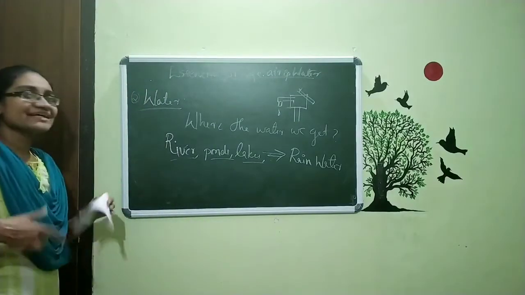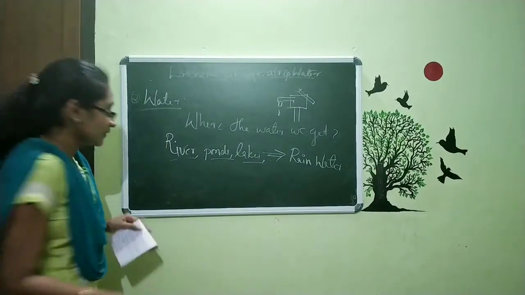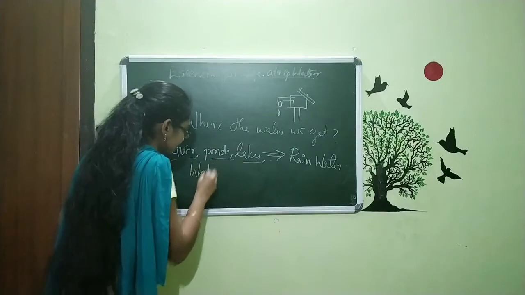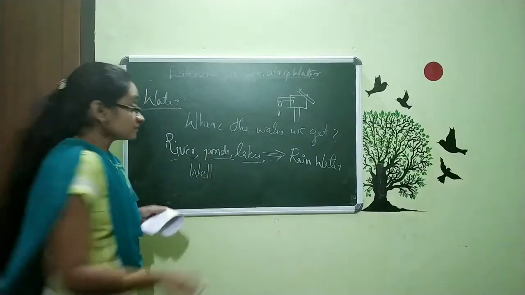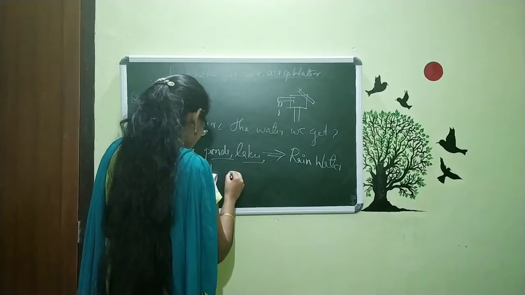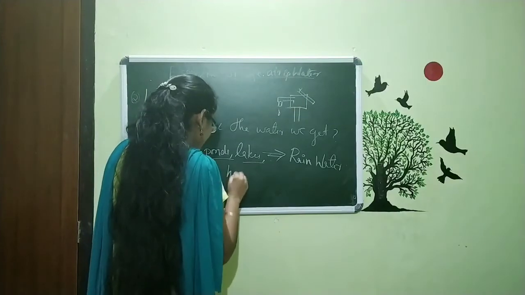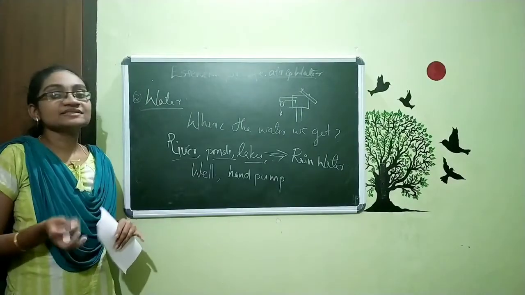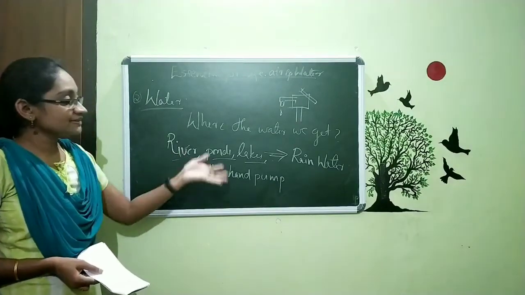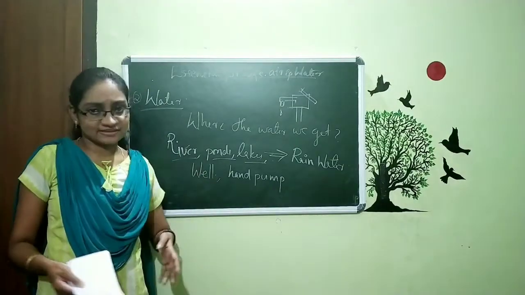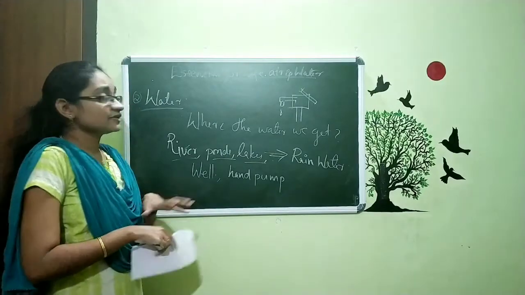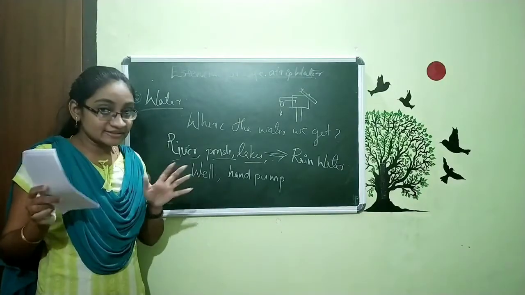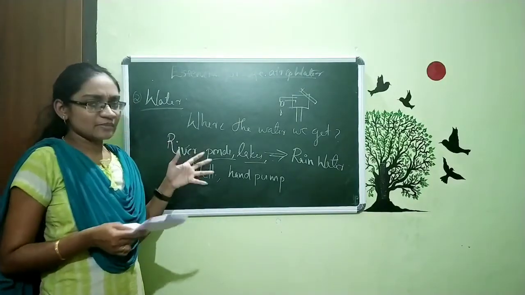And also, where do we get the water within our home? We get the water from the well. And also we are using something called a hand pump. So the thing is this: we get the water from rivers, ponds, lakes, wells, hand pumps, etc. We get water from different sources.